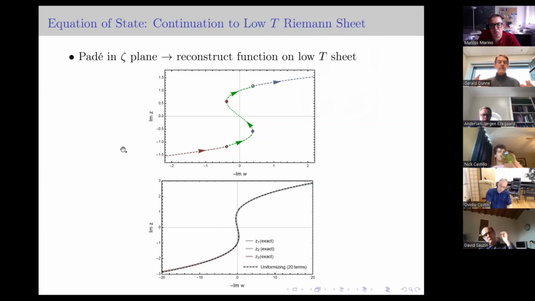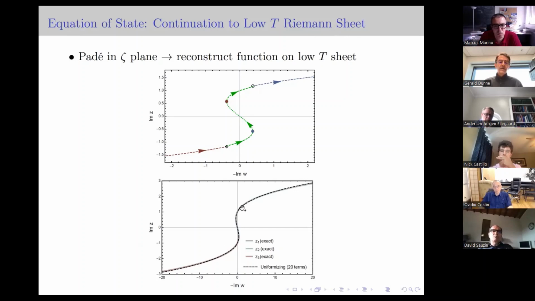I can now do my Padé or something inside that unit disk. And now I can follow the behavior on the low temperature sheet. And here's a plot of the imaginary part of Z versus the imaginary part of W, that's the relevant physical function. And the exact function is this shaded stuff here.